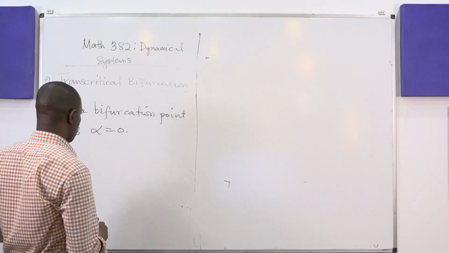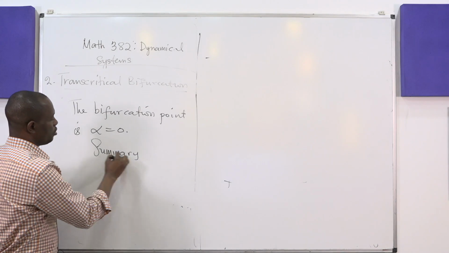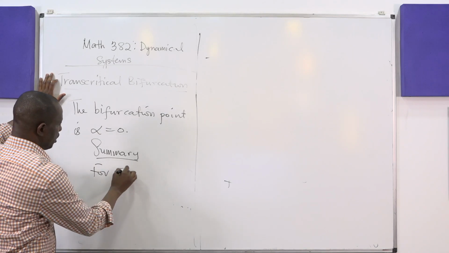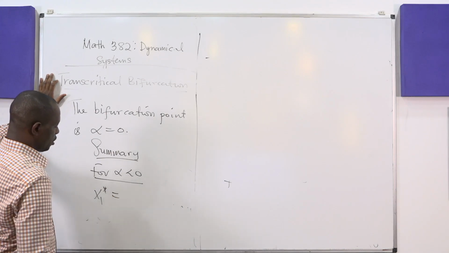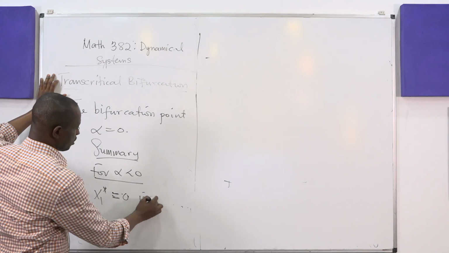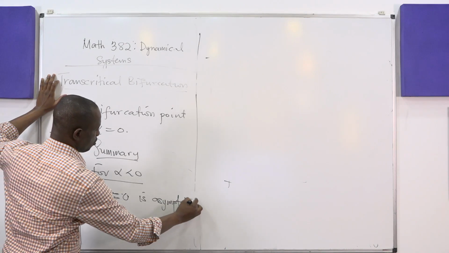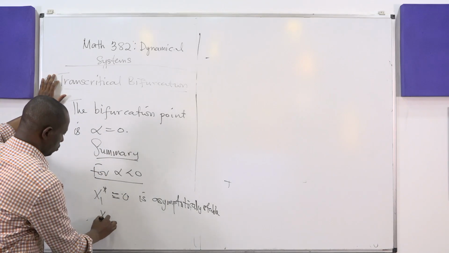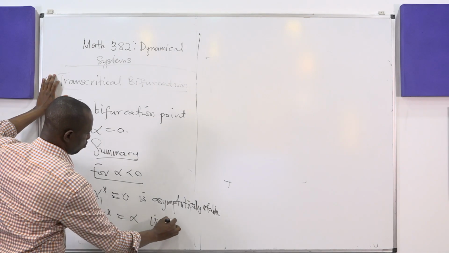So now let's summarize. We realize that for alpha less than 0, x1 star equal to 0 is asymptotically stable, and x2 star equals alpha is unstable.